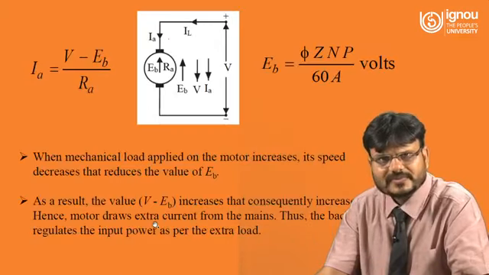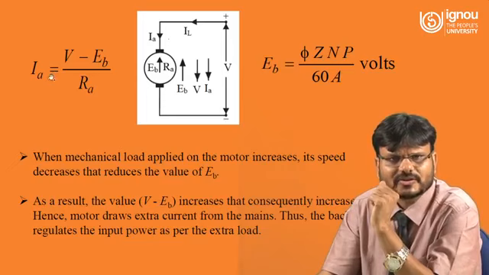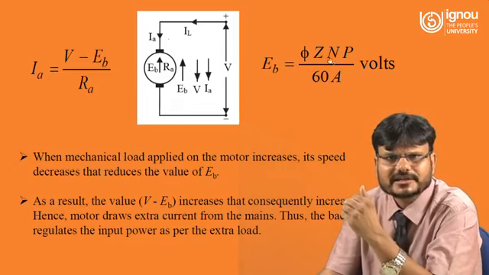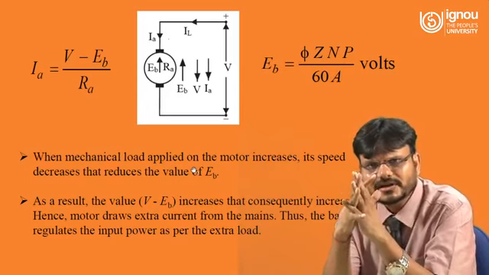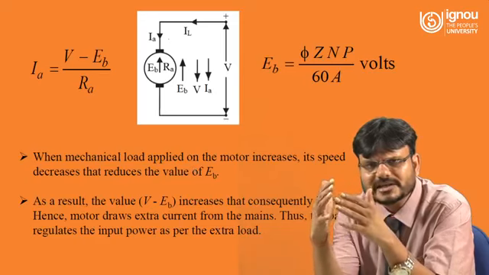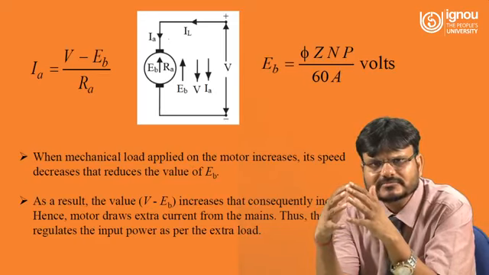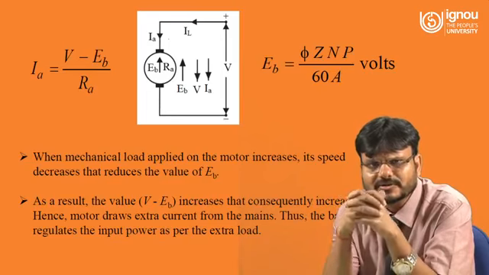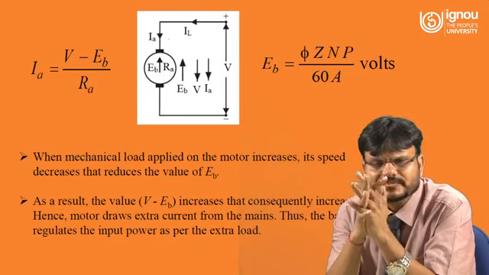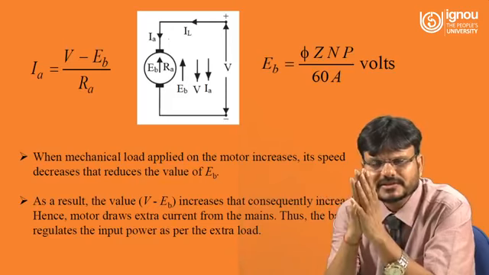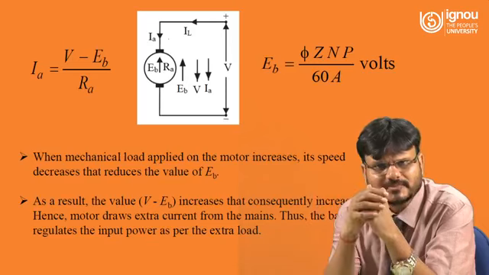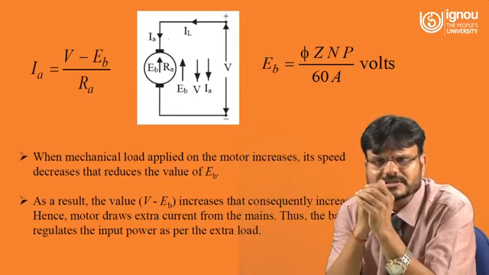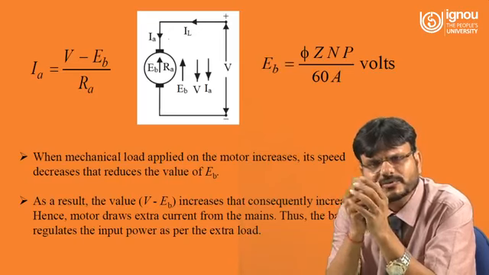So again here you can see, I is equal to what? I is equal to V minus Eb upon Ra, and Eb is equal to what? Phi Z N P upon 60A. Now we have to understand how this back EMF basically works as a governor. Suppose the DC motor is started. So the DC motor is moving at some RPM, maybe you can say 1000 RPM.